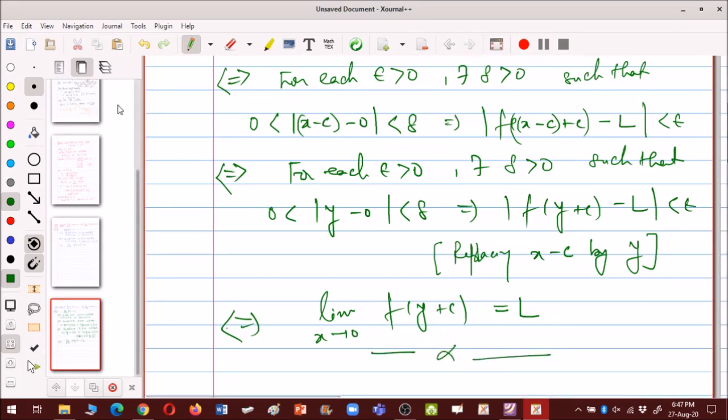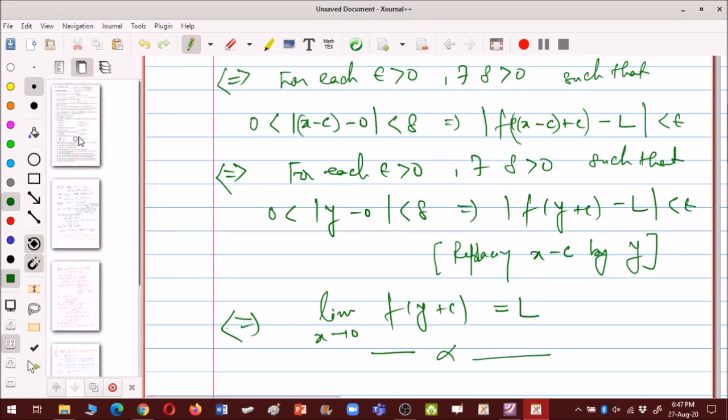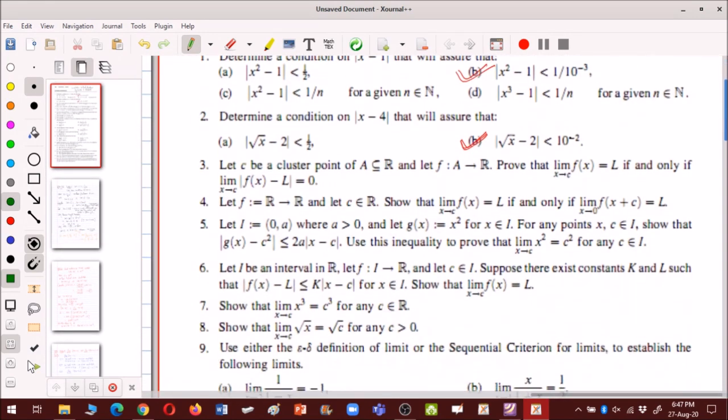Now let us move to the next question, which is question number 5. What is there in question number 5? We have been given an open interval I, which is (0, a), where a is some positive real number, and we have defined a function g equal to x square on I. Then for any points x, c belonging to I, we have to show that |g(x) minus c square| is less than or equal to 2a times |x minus c|, and then using this inequality we will have to show that limit x tends to c, x square is equal to c square.